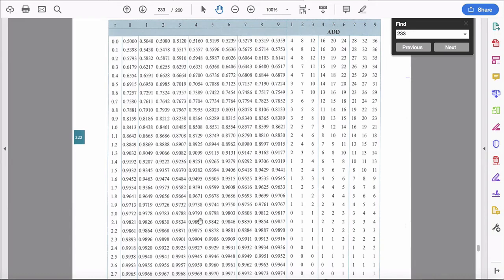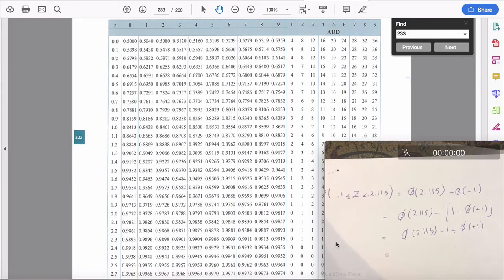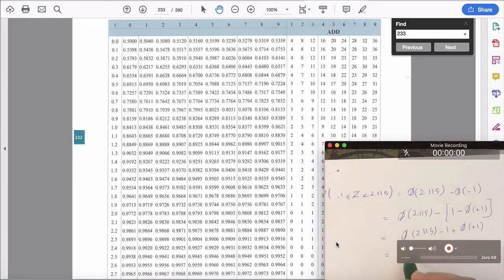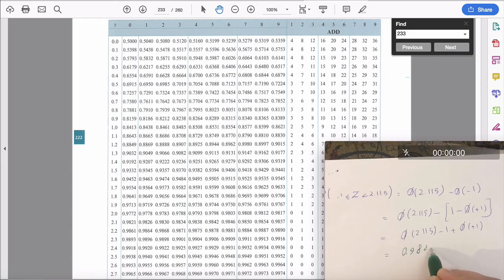Then the third digit is 5. The third digit can be found here. The third digit is 5, 5 here. You find the digit here. Then see in the same row what digit it recommends you to add. It is 2. So it will be 0.9826. 0.9826 plus 2, which is 8 then.